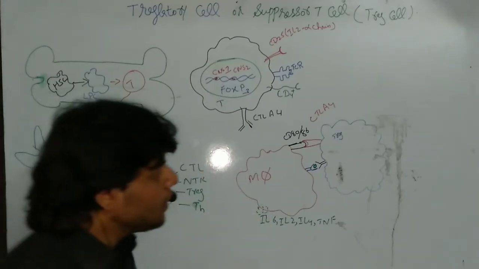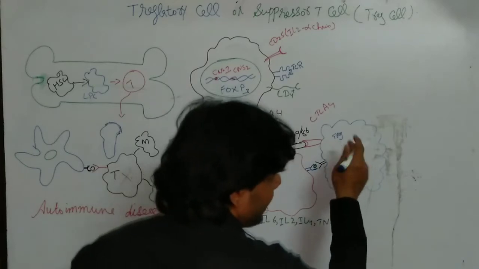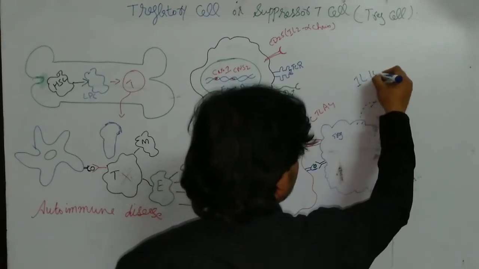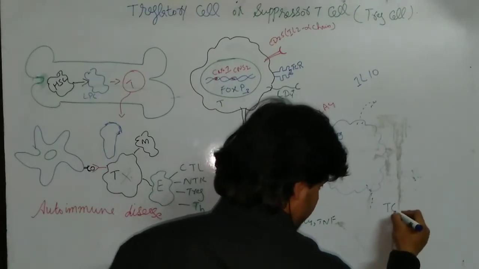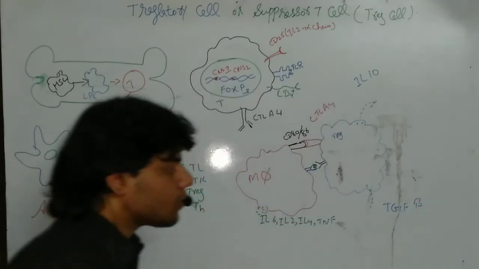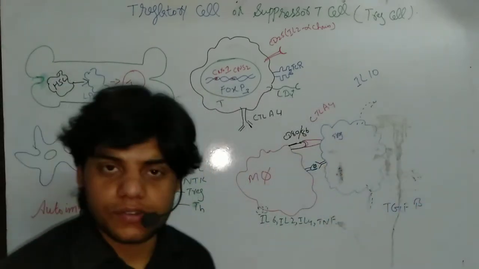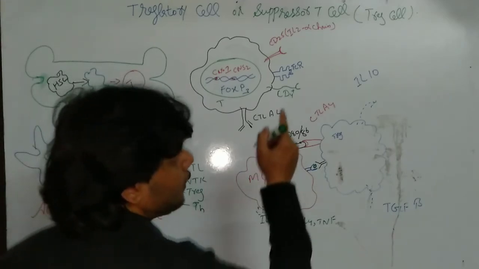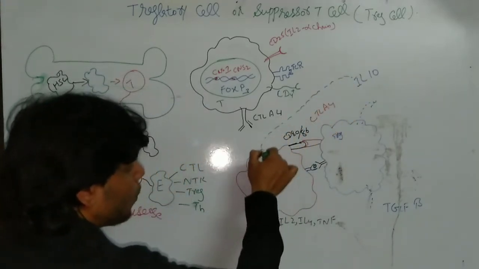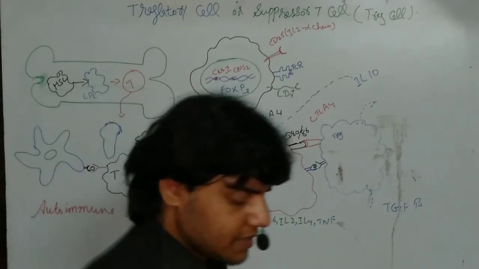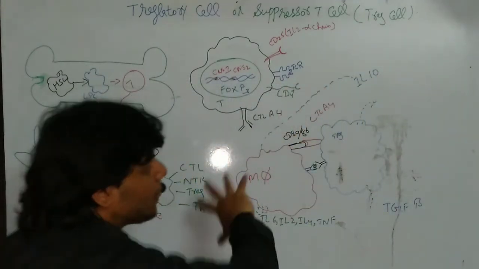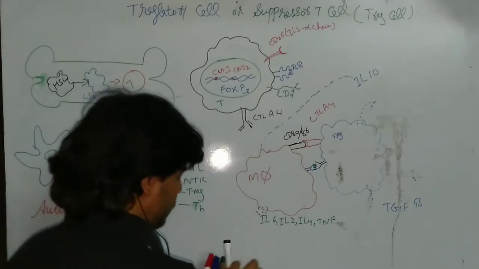After that, what happens? This T regulatory cell will secrete two types of cytokines, which we call interleukin 10, and moreover they will secrete transforming growth factor beta. So these are the two cytokines which are released by this T regulatory cell in the autoimmune disease condition. After that, this interleukin 10 will come in contact with all the macrophages or all the antigen presenting cells which are activated during autoimmune disease.